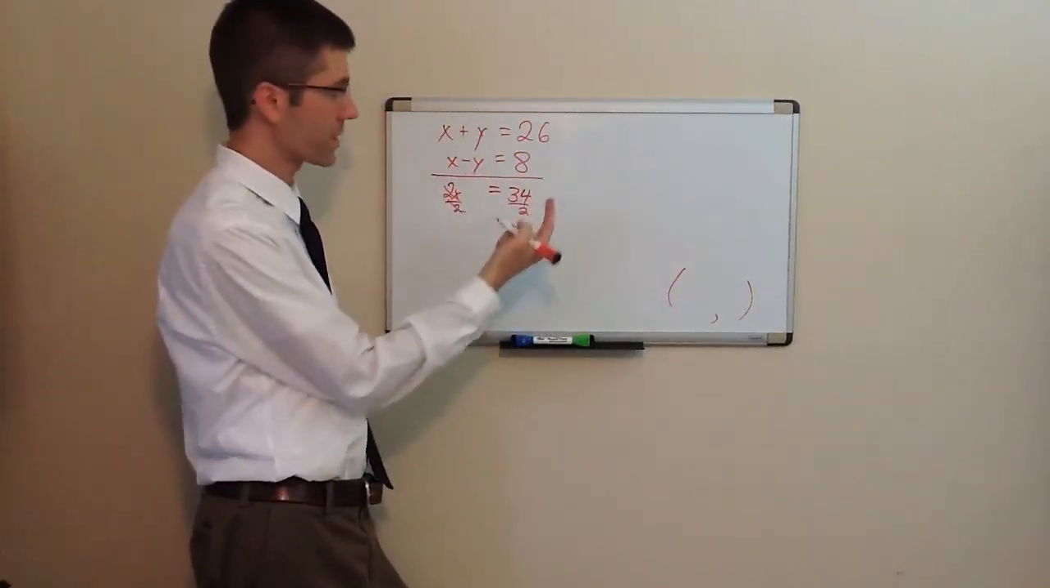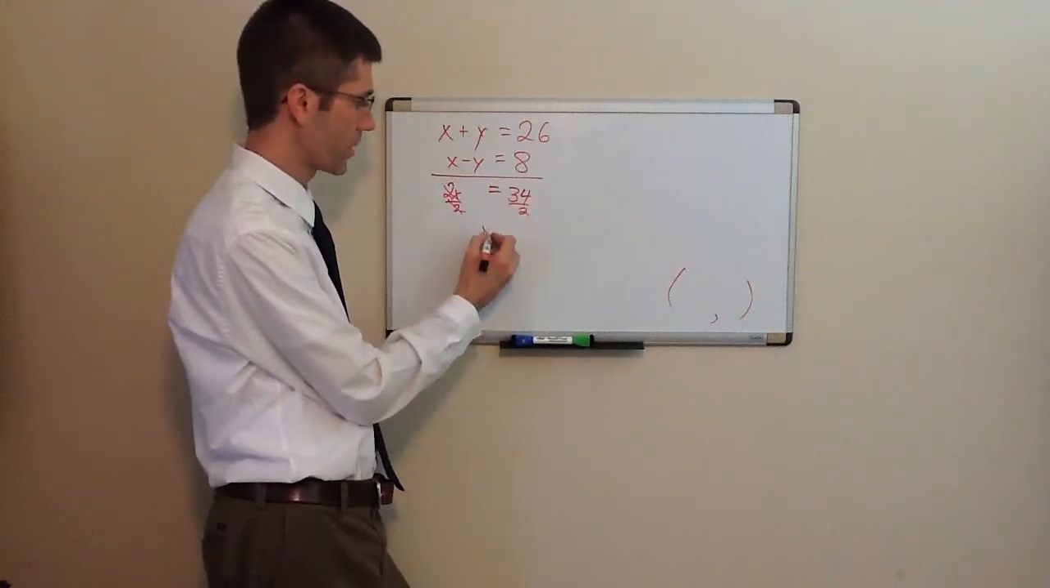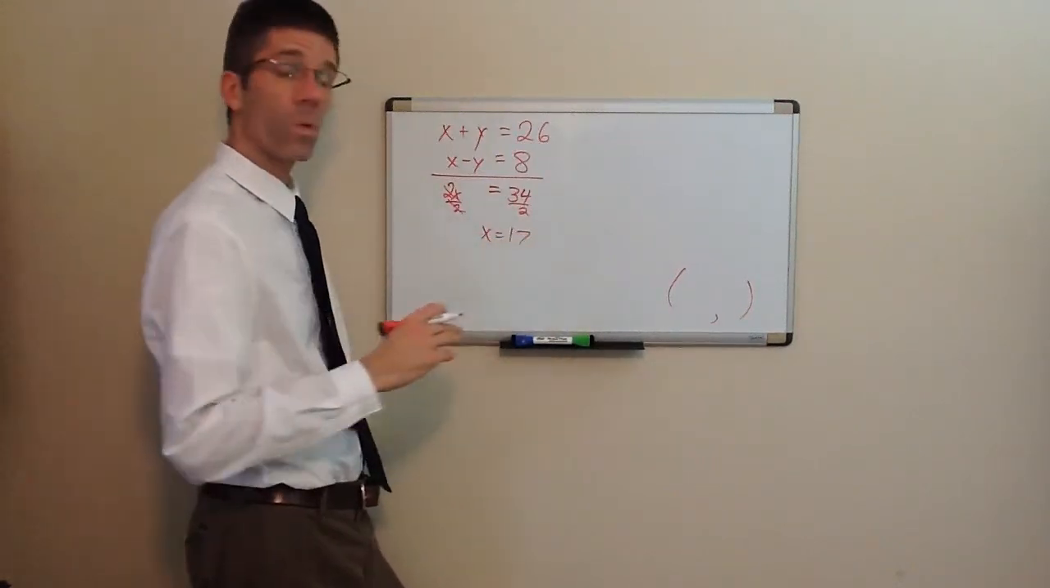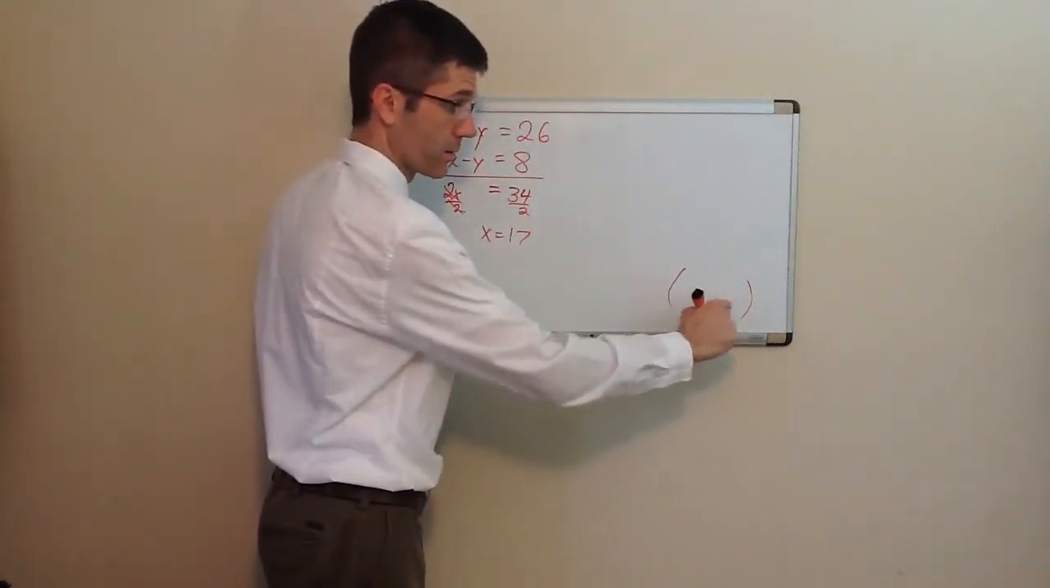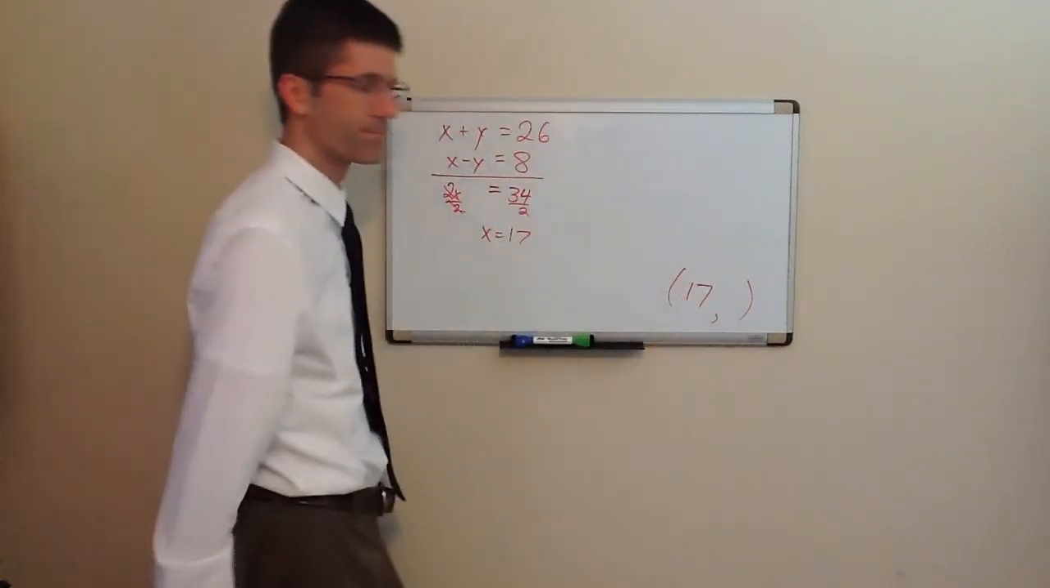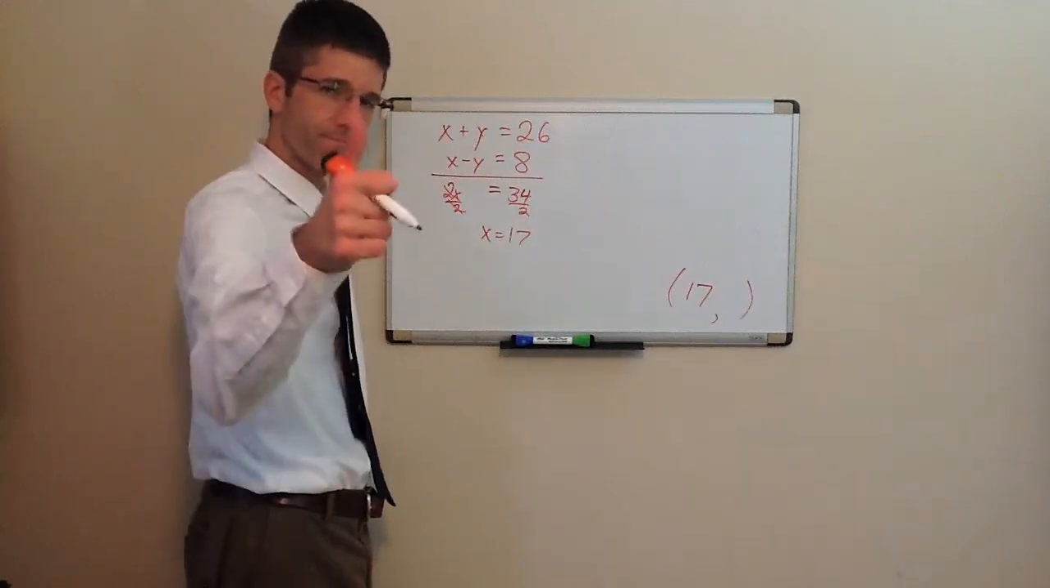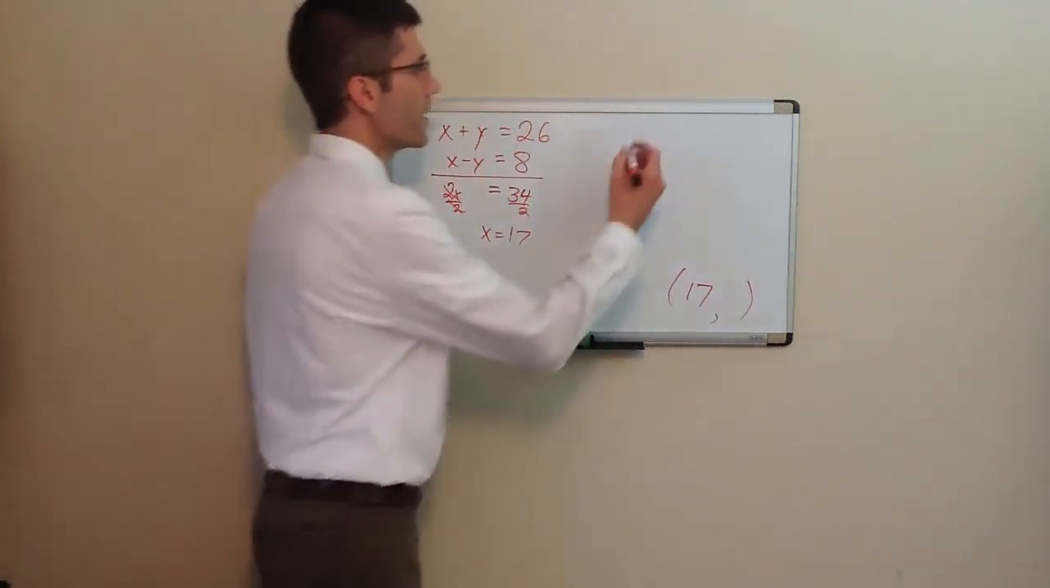All right, let's divide by 2. Because 2 times something gives me 34, so 34 divided by 2 is, well, 17. Oh, what did I just find? X. Where does that go? There. Good?